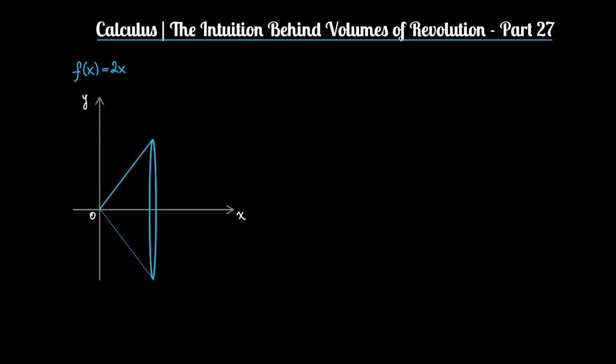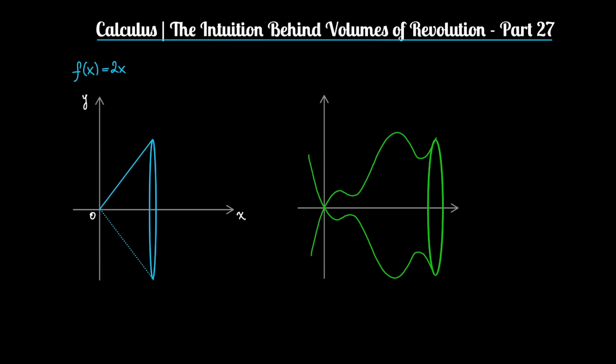However, we do not use the formula for the volume of a cone because what if the function were more complex? Let's say a function like this, and then the volume you would get would be much more complex and much more difficult to compute with just a formula. So that means we need a common way to find the volume of any shape, no matter how they look.